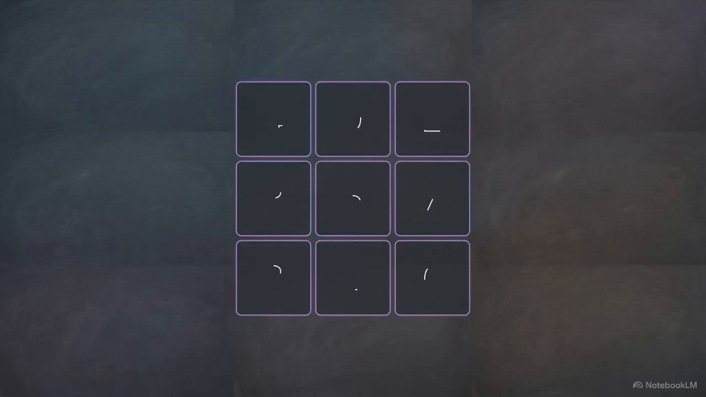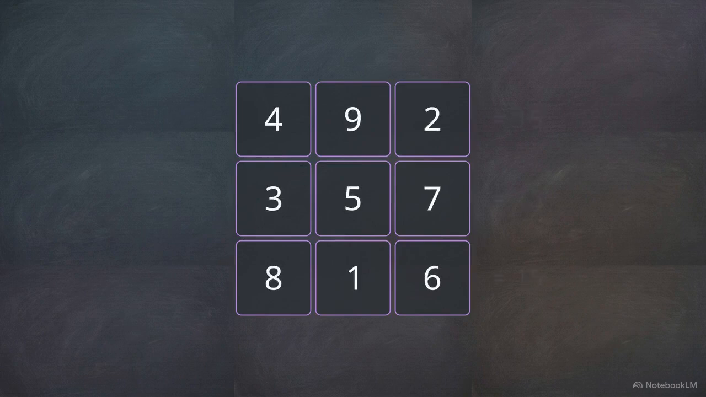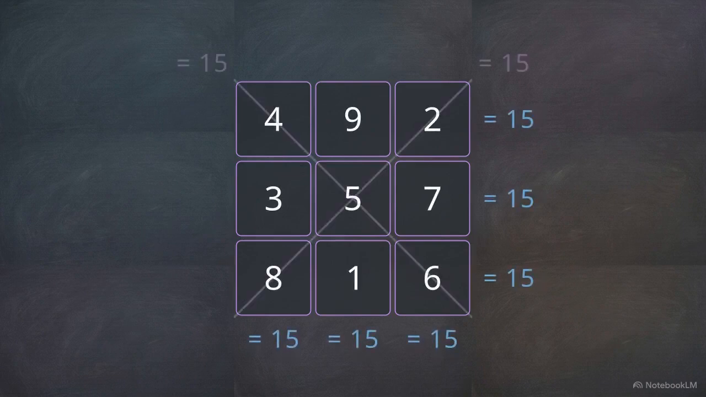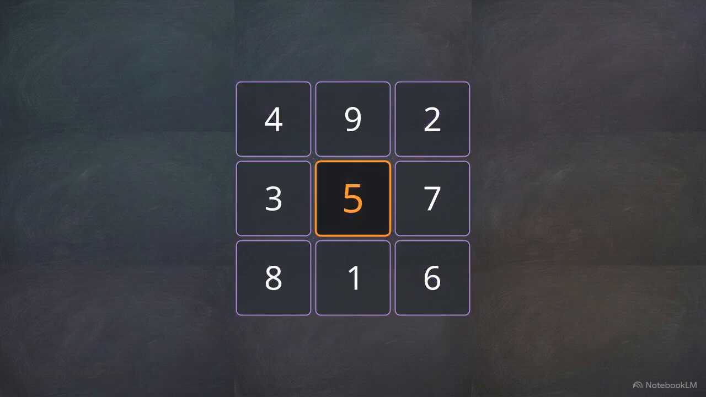This is the standard 3x3 Lo Shu square. Its primary property is that every row, column, and diagonal sums to the magic constant 15. The magic sum is 15, and the entire grid is balanced around the center coordinate of 5.